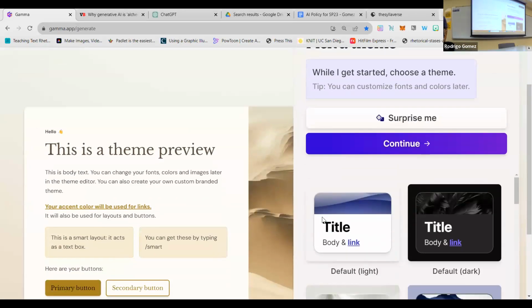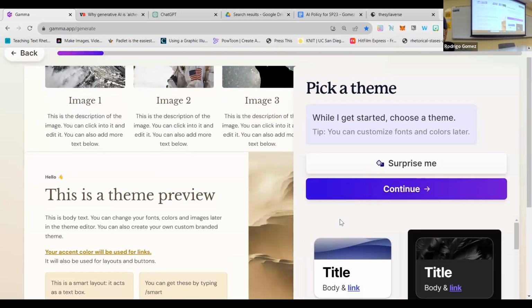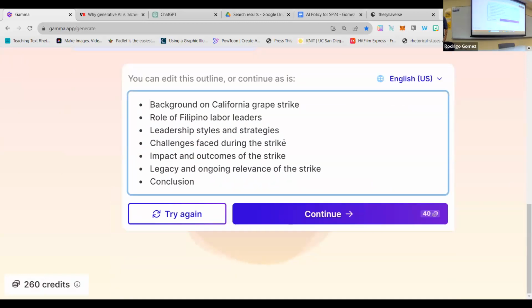So now we pick a theme. I'm sorry, I missed the prompt. No, there wasn't one. It was just your topic. Right, that was the first prompt, and then it provided some outline choices. And then you say, okay.